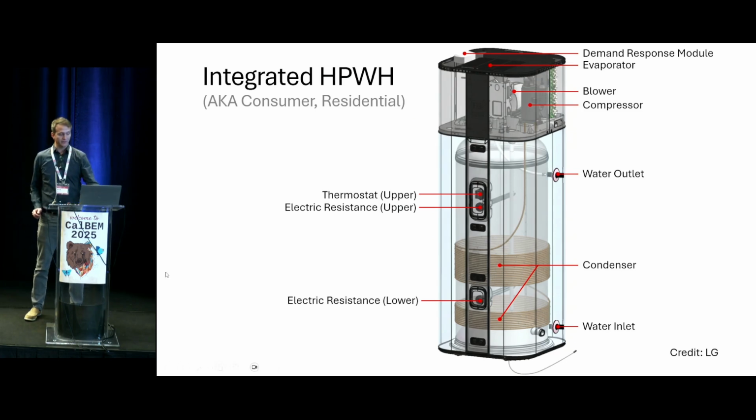Basically you have a refrigeration system on top here, above the tank, which is a typical part. You can see the blower, compressor, evaporator, and then the refrigerant line comes down, and the condenser part of the refrigerant system wraps around the tank near the bottom. Cold water comes in at the bottom, and hot water is drawn out the top of this system.